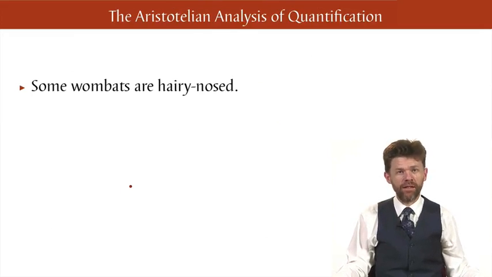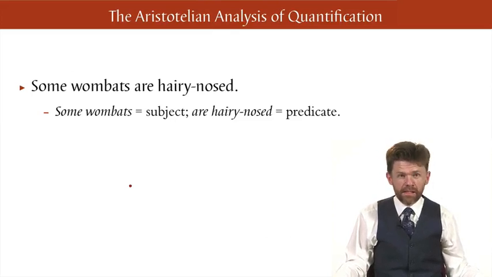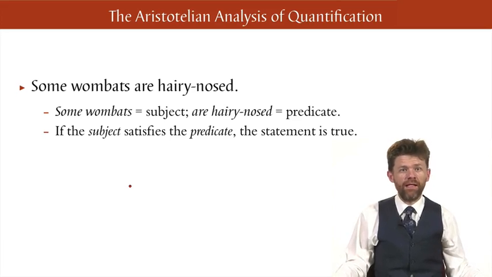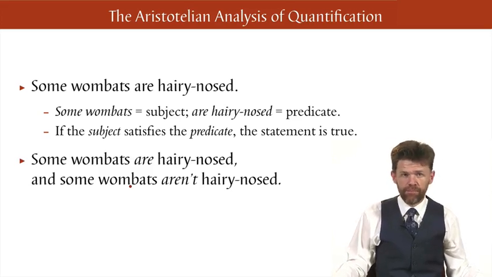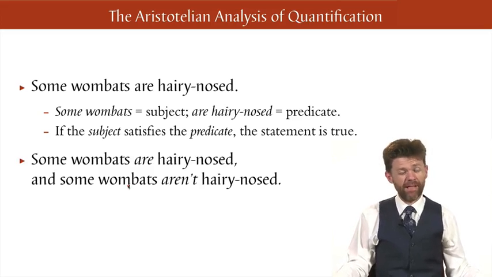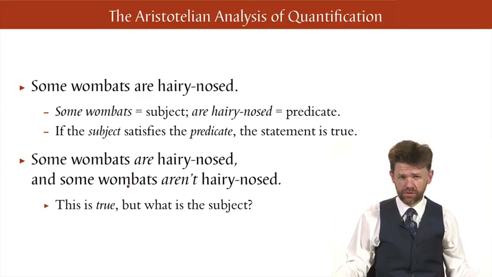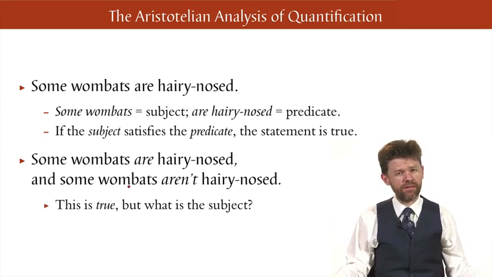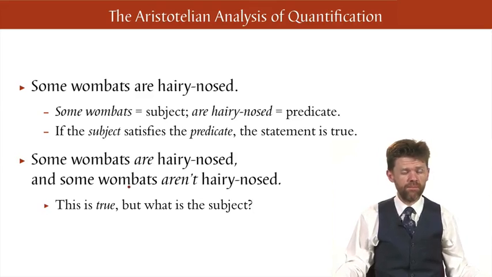Consider a judgment like, "some wombats are hairy-nosed." In this case, some wombats are the subject of the judgment, and we predicate being hairy-nosed of them. Now, if the subject, some wombat, satisfies the predicate, then the statement is said to be true. But consider the conjunction, "some wombats are hairy-nosed, and some wombats aren't hairy-nosed." This is true, but what's the subject of the sentence? Some wombats? But which ones?